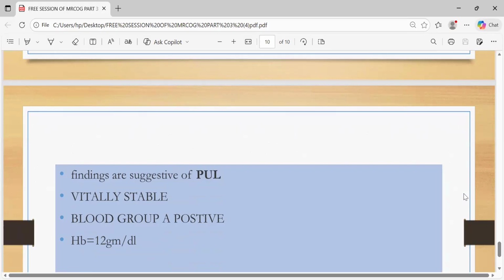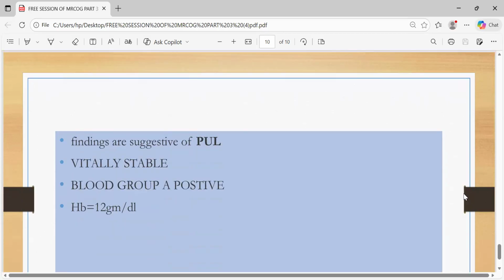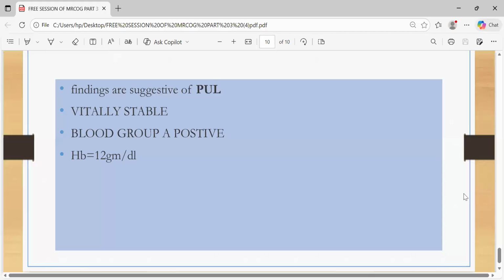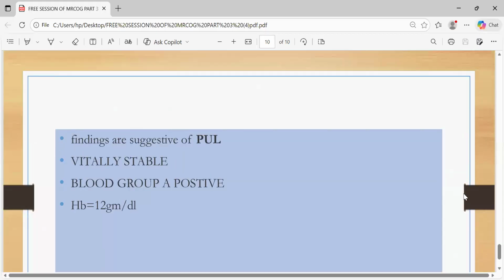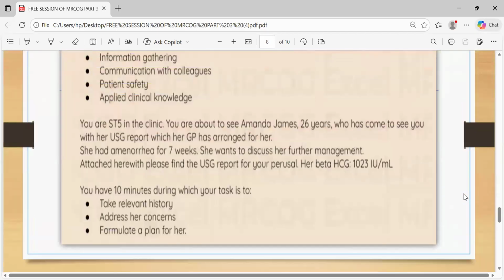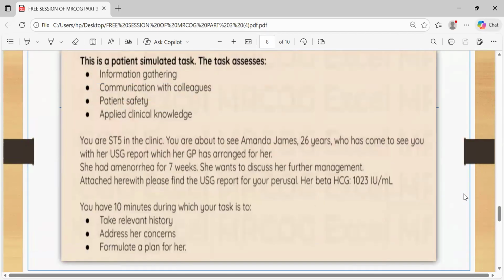She is vitally stable. Blood group is A positive, and her Hb is 12 gram per deciliter. Very important investigation findings are there. Now the scan is there, and come back to the scenario. You had kept in mind a 7 week pregnancy with this beta HCG level. She has no complaint, but she is here. She is not having any spotting, not having any pain, but she is here to discuss the management plan because the GP has referred her to you.